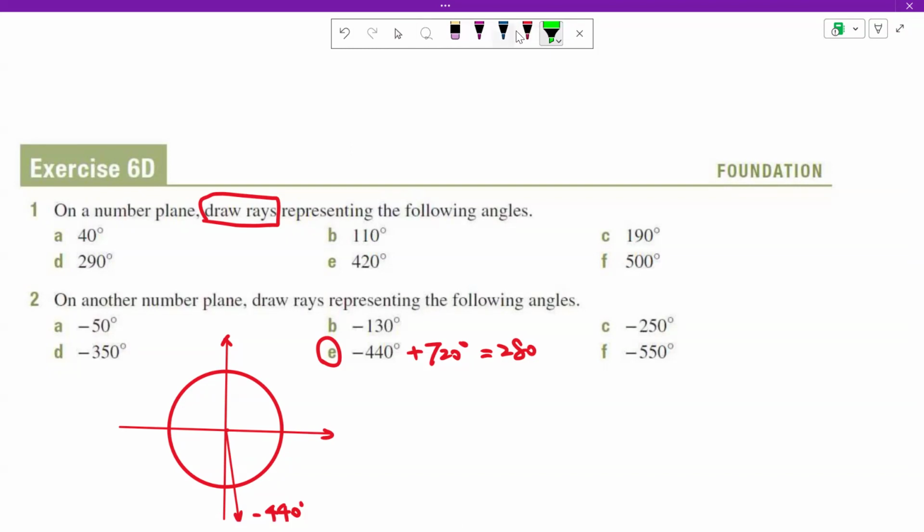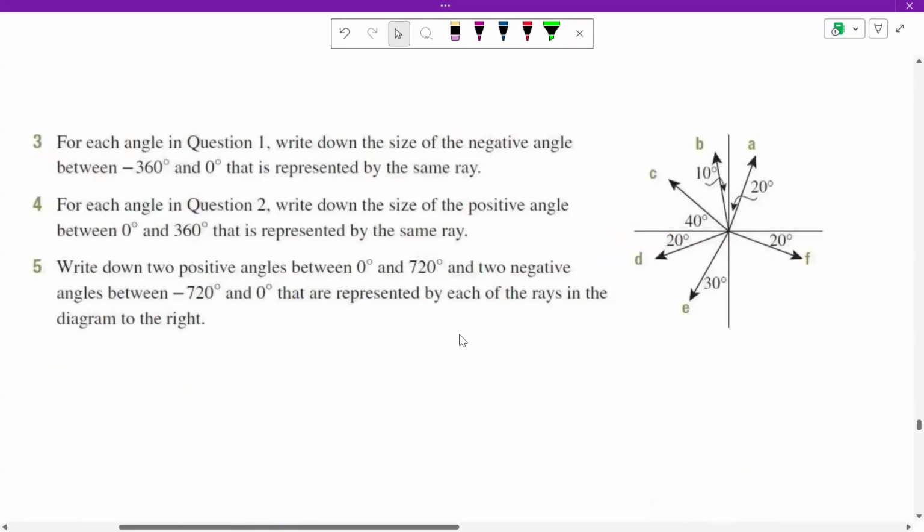So all you need to learn from now on is how do you make sense, how do you sort of find out where they are? How do you find out where 440 is, for example? Where is 550? I already told you, right? Plus 720, you can get that. Let's move on, see what other questions you have.